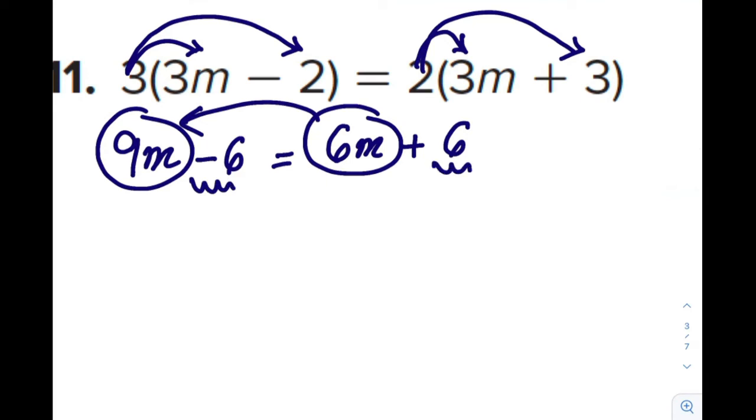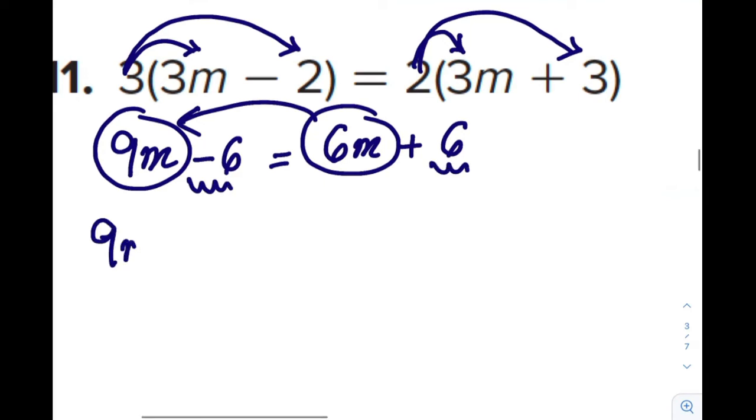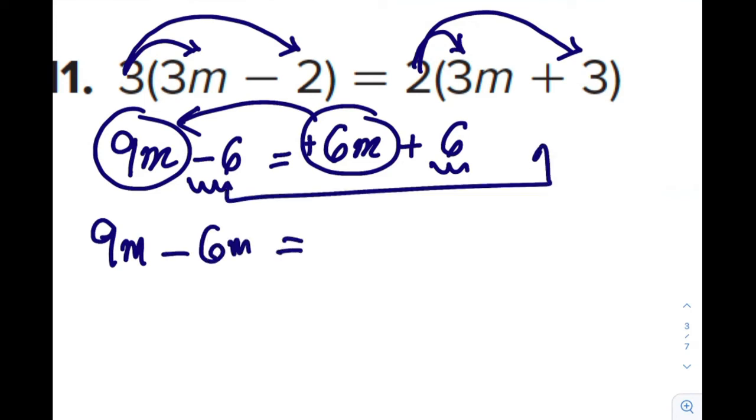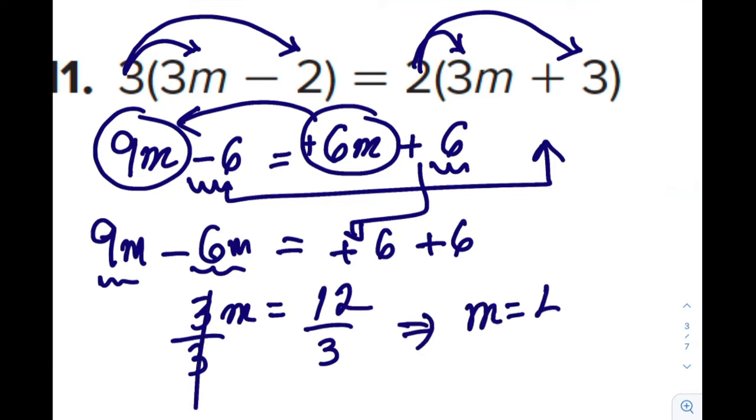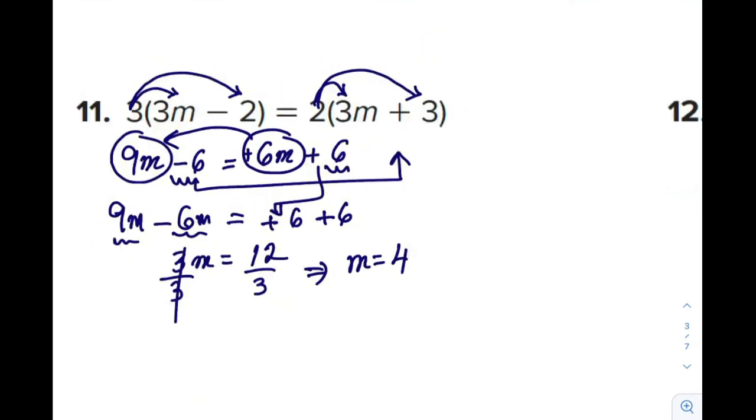Negative 6 is with n. So 9m minus 6m, remember this was positive, equals the minus 6 goes there, positive 6, and this goes down as it is, and this becomes positive 6. 9m minus 6m is 3m. 6 plus 6, 12. Divide both sides by 3. M equals 4. And this is the final solution.